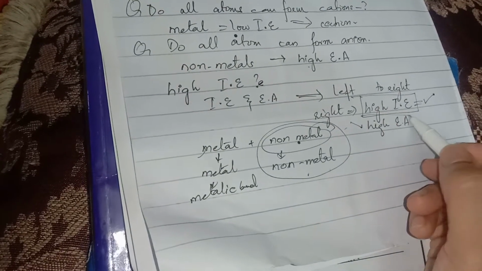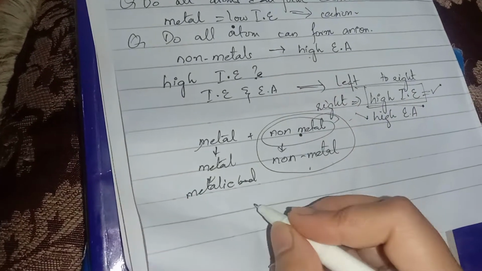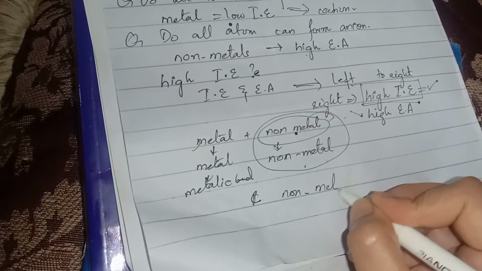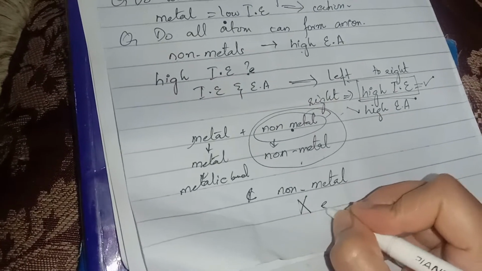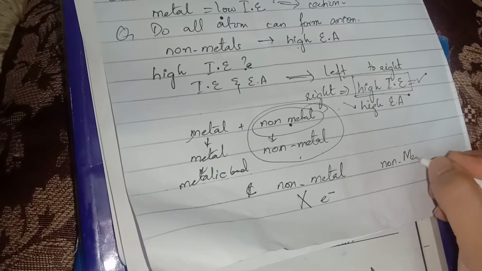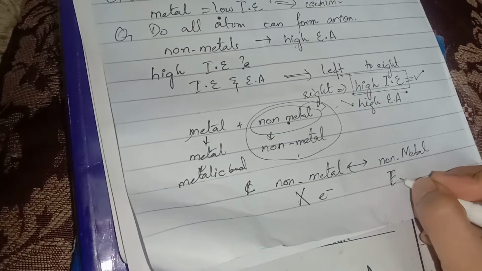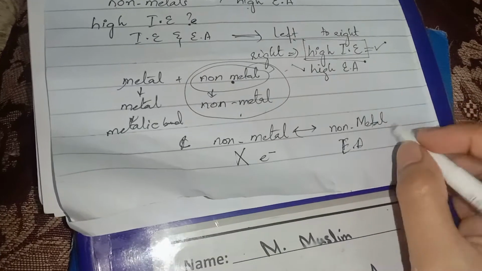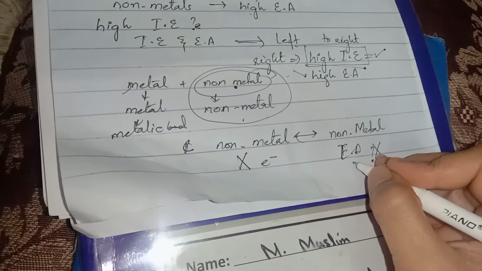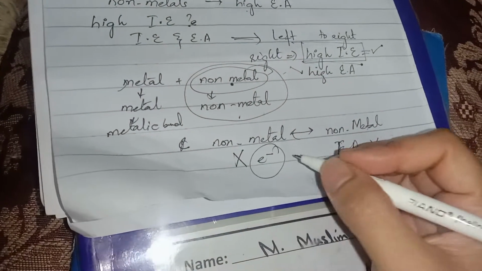Similarly, if a non-metal is reacting with another non-metal, as it cannot lose any electron, the high electron affinity of the other non-metal would be of no use. The electron affinity was the energy to gain an electron, and it is of no use. Why? Because there is no loss of electron.